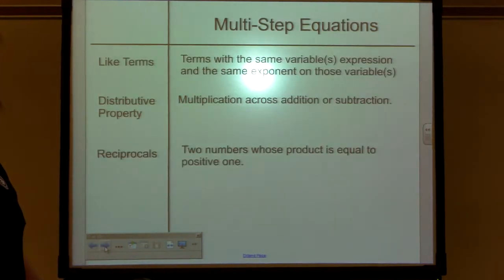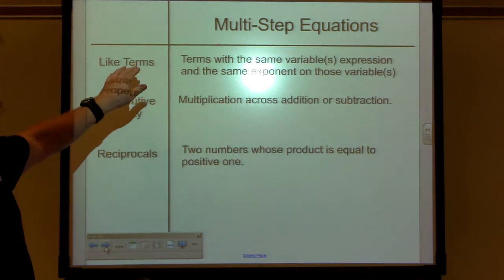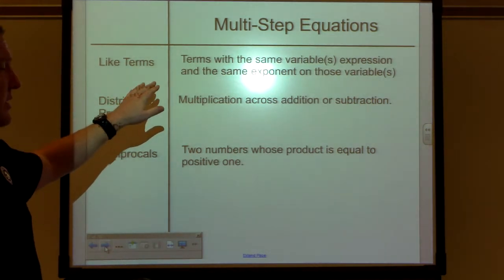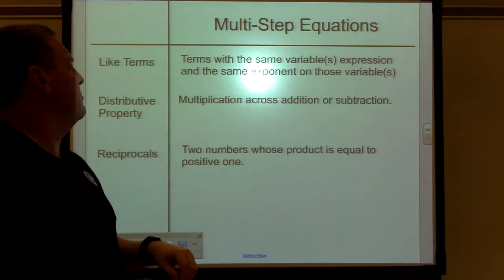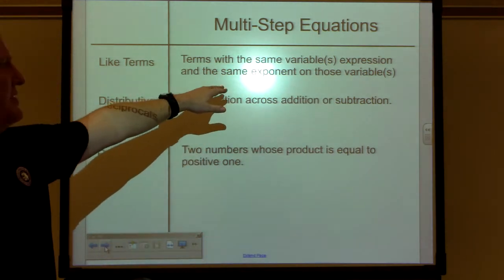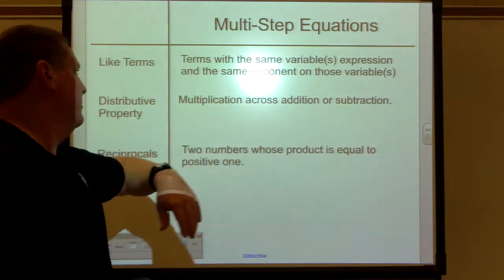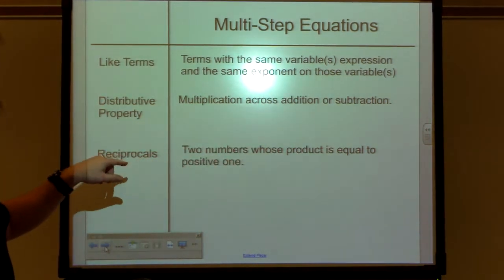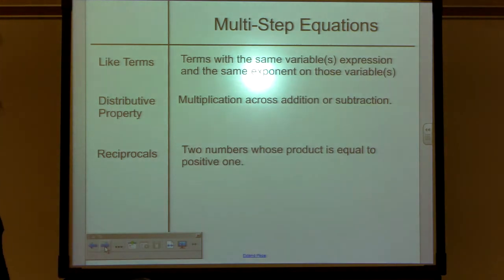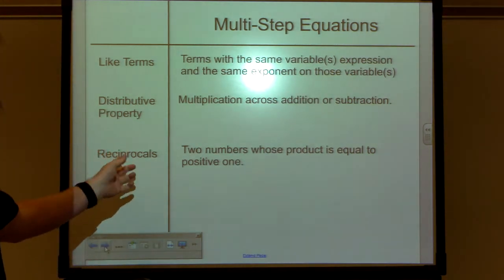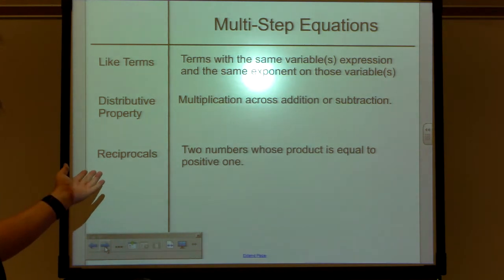A couple things we need to know about multi-step equations. First is what are like terms, because we're going to be using them a lot. They are terms with the same variable or variable expressions, and they have the same exponent on those variables. The distributive property, we've been practicing a lot of that. That's simply multiplication across addition or subtraction. This is one of the techniques we're going to be using here to simplify. And then, of course, we always want to use reciprocals whenever possible.